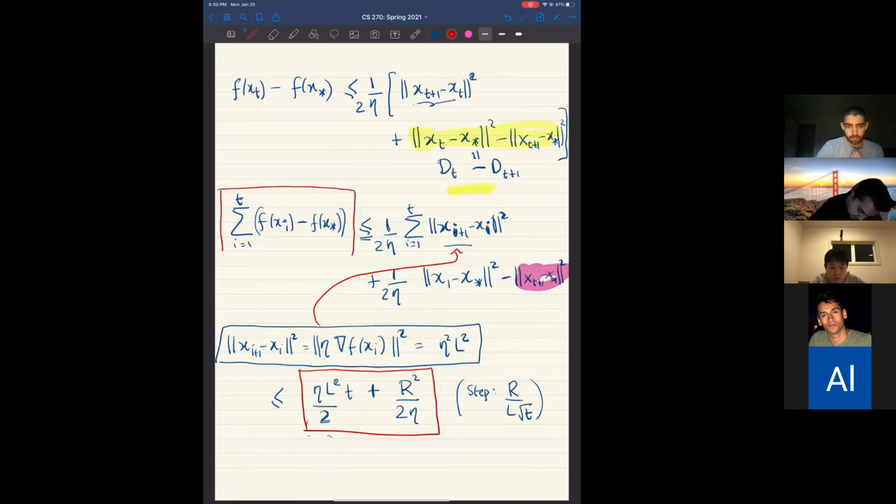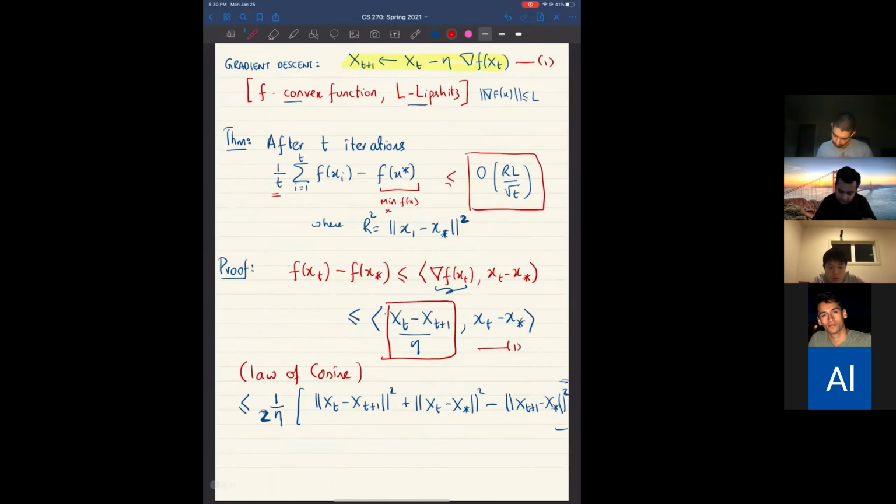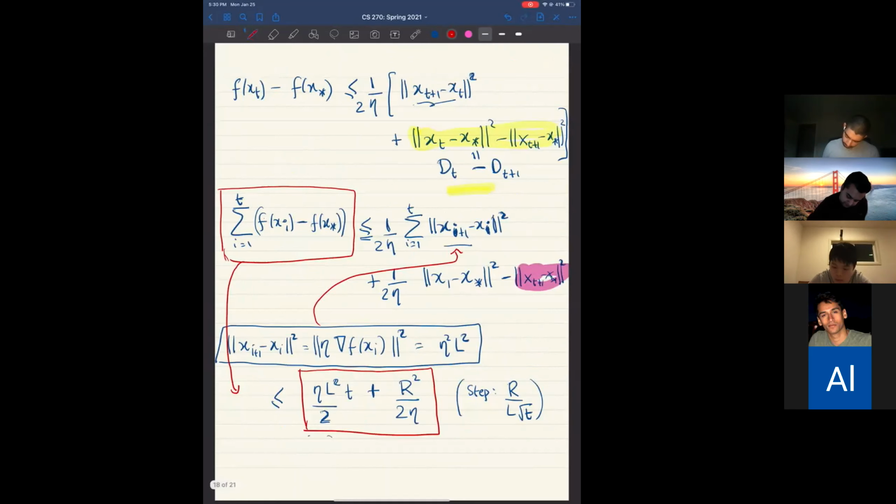Or total regret, I guess. We'll come to this terminology later, but basically this is total regret across t steps. And then of course the theorem was, per iterate, what is the regret? You divide by t. So it's 1 over t summation f of xi minus f of x star is at most eta L squared over 2t plus r squared over 2 eta t.